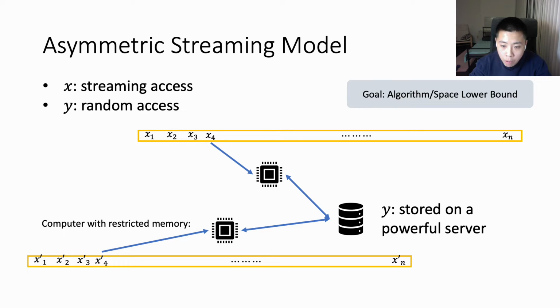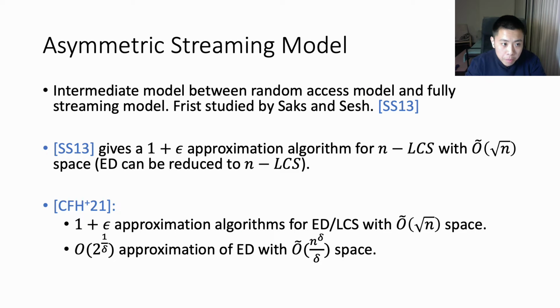In this work, our goal is to either design algorithms with better space complexity or prove space lower bounds in this model. The asymmetric streaming model can be viewed as an intermediate model between the random access model and the fully streaming model. It was first studied by Saks and Seshadhri in a 2013 paper. In that paper, the authors give a 1 plus epsilon approximation algorithm for n minus LCS with roughly square root n space. We know that edit distance can be reduced to n minus LCS.